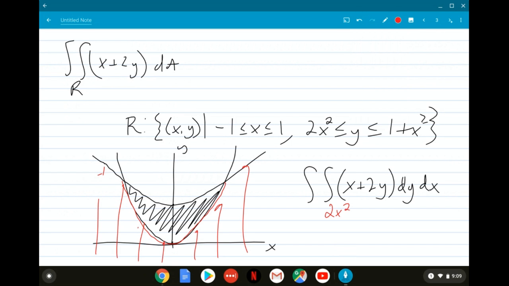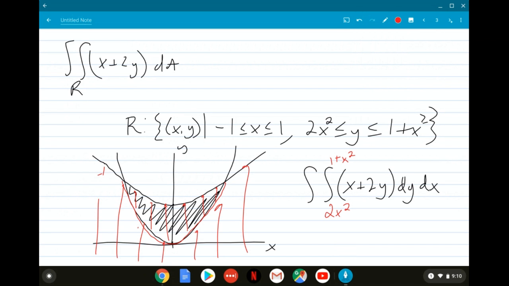Then we continue through the region. And we ask ourselves, where do we leave the region? So we enter through the bottom parabola 2x squared, but then we exit through the upper parabola 1 plus x squared. And so that will keep us between the two curves.